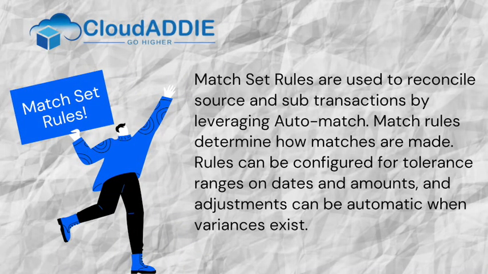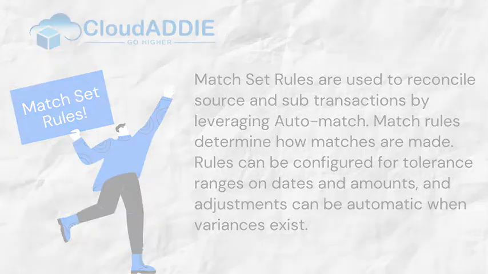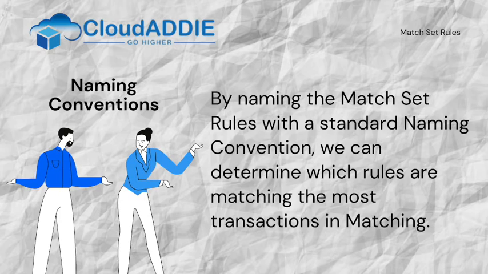Match set rules are used to reconcile source and sub-transactions by leveraging auto-match. Match rules determine how matches are made. Rules can be configured for tolerance ranges on dates and amounts, and adjustments can be automatic when variances exist. By naming the match set rules with a standard naming convention, we can determine which rules are matching the most transactions in matching.